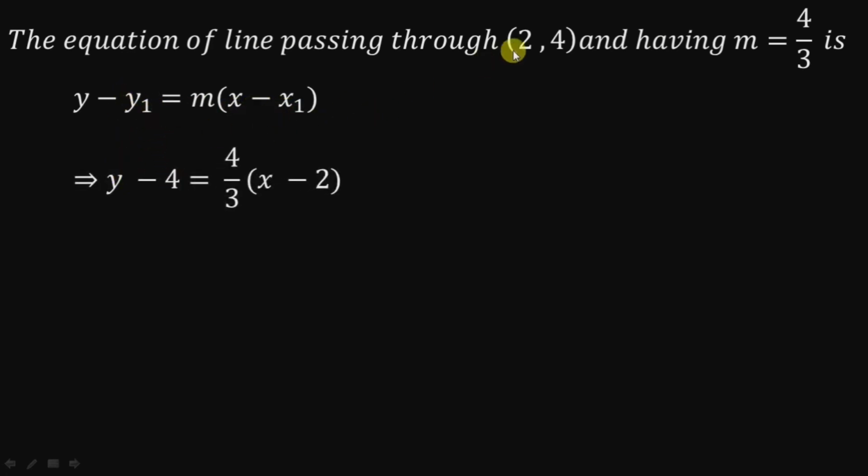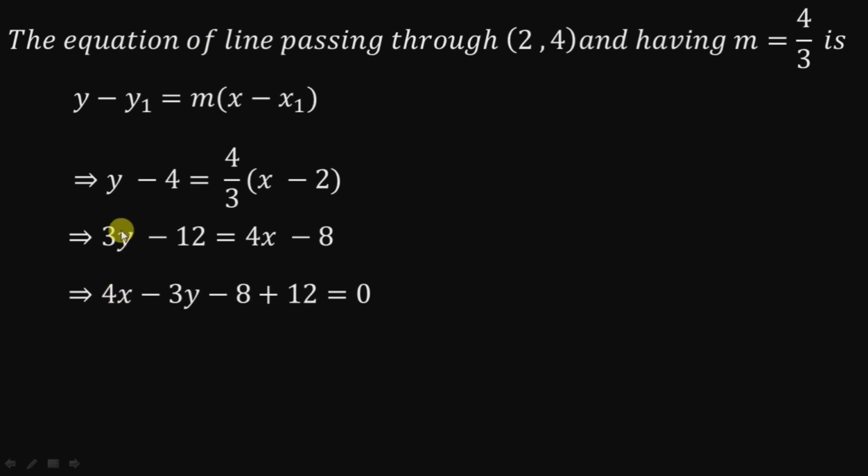Y minus, instead of y1 I'll write 4, the value of m is 4 by 3, x minus x1 is 2. By cross multiplication, 3 into y is 3y, minus 3 fours are 12 equals 4 into x is 4x, minus 4 twos are 8. Now 4x when it goes to this side, and 3y, becomes minus 3y, minus 8 will write as it is, minus 12 when it goes to this side becomes plus 12 equals 0. So 4x minus 3y minus 8 plus 12, which is plus 4, equals 0. This is your final answer.